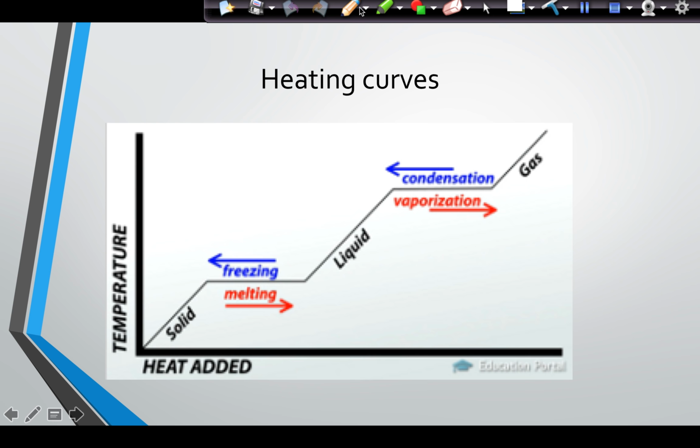The next topic that was asked about would be the heating curves. So when we talked about heating curves, we said that if we have 1, 2, 3 slanted lines, those 3 slanted lines would represent solid, liquid, and gas. We said that any flat lines or lines parallel to this x-axis here would be phase changes. Going from solid to liquid is called melting. Liquid to solid is called freezing. Liquid to gas is called vaporization. Gas to liquid is called condensation.